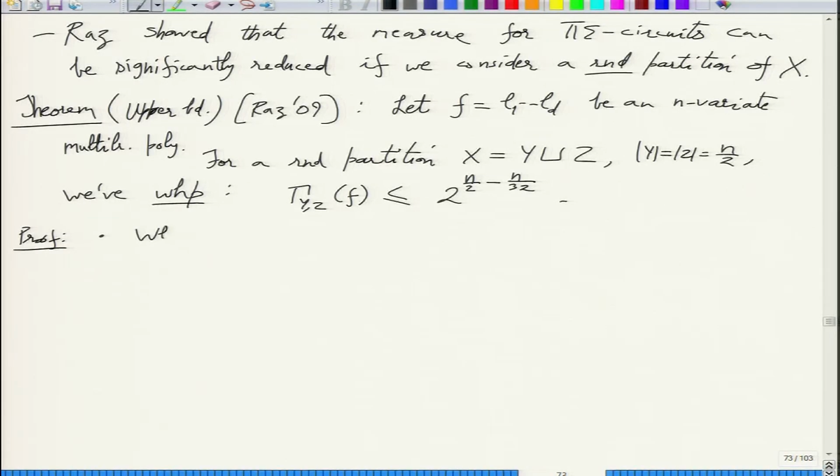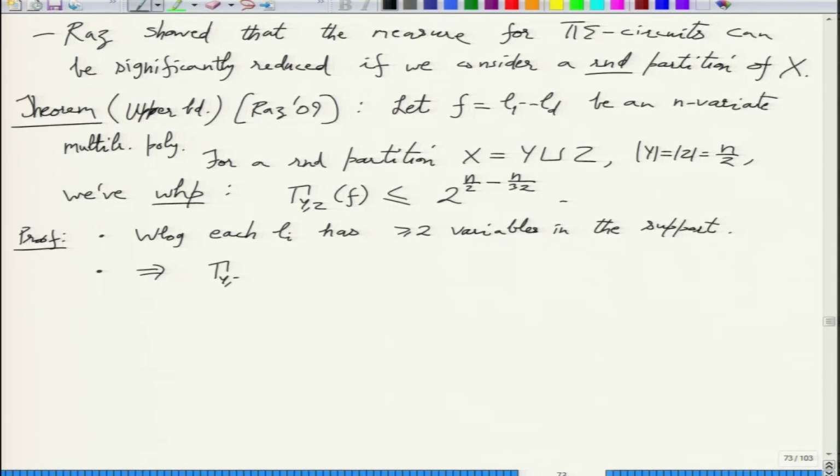So let us assume first of all that each Li has greater than or equal to 2 variables in the support. If not, then they anyway don't play a role, right? So we don't consider univariate Li's. So Li's are at least bivariate or more, that we can assume.